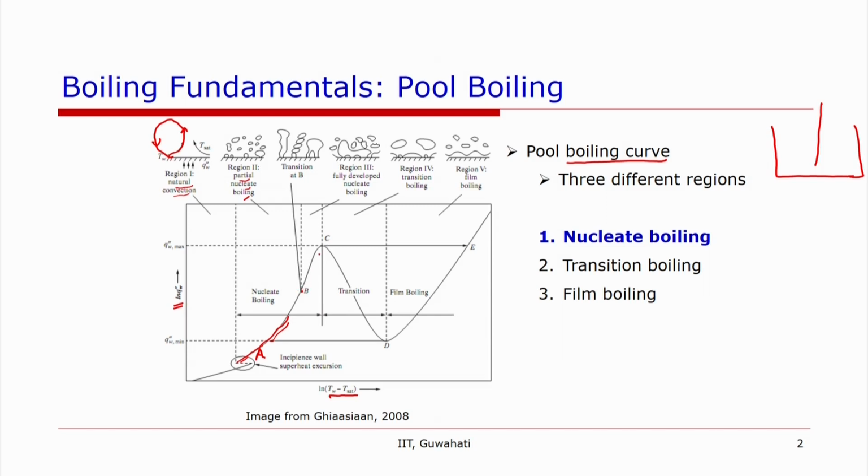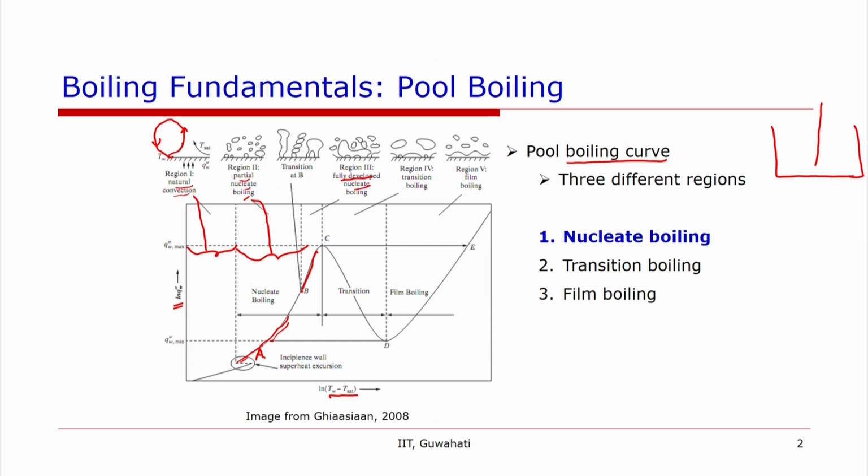At point B onwards, we see that the curve becomes straight, or a linear curve. This is called fully developed nucleate boiling. So this region is natural convection, as you can see from here. The second region, which has been marked here, refers to partial nucleate boiling, this region.